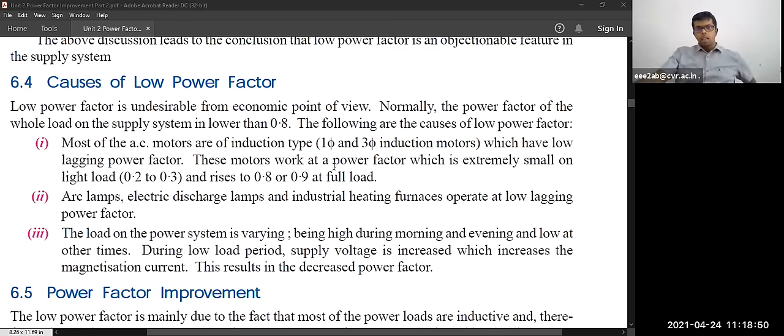In some villages, without taking a three phase supply, they run small scale industries on a single phase supply itself. They operate many induction motors in those small scale industries.